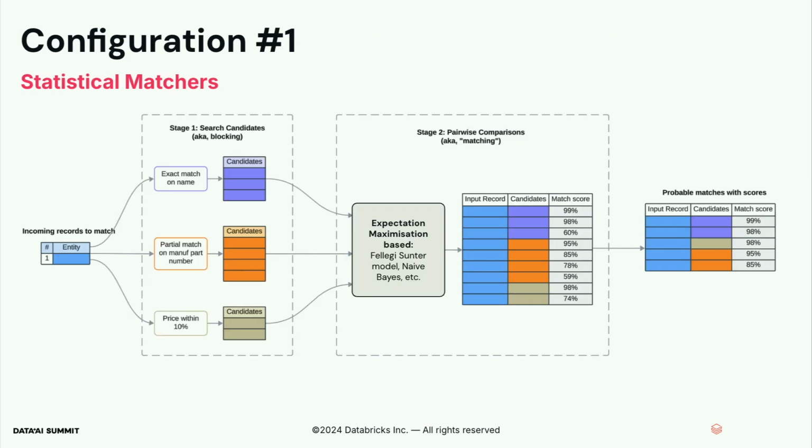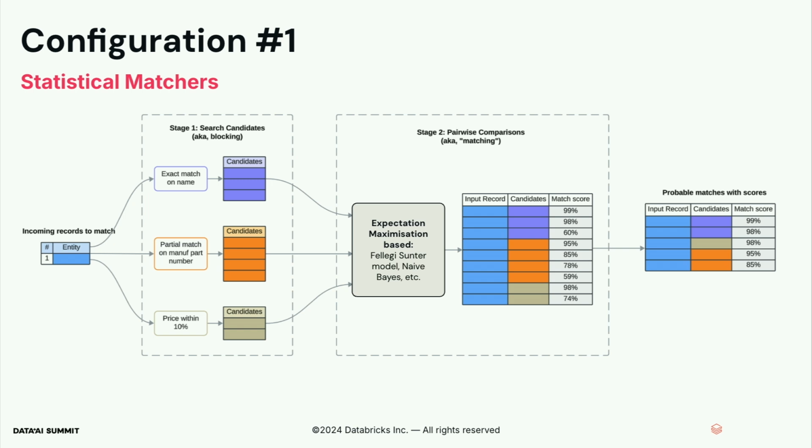This can be implemented in a variety of ways. In this example, we have candidates being fetched based on exact matches on name or partial matches on something else, or maybe if they have an attribute like a price, we do a price within some narrow margin. This gives you a bunch of candidates. These are not matches, but they might be good candidates for running a match algorithm on.